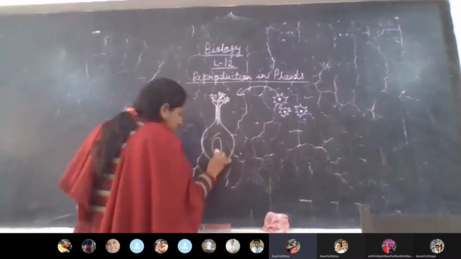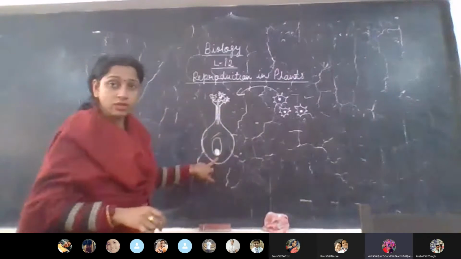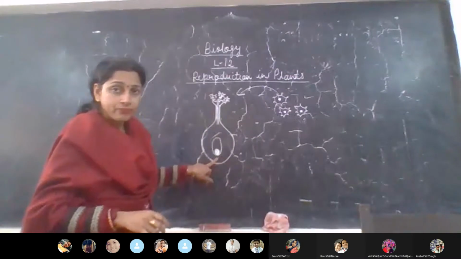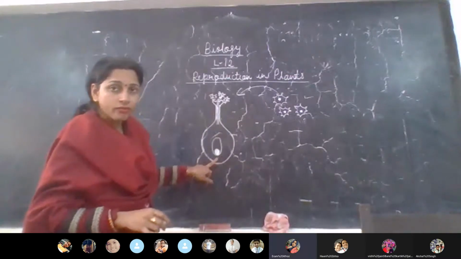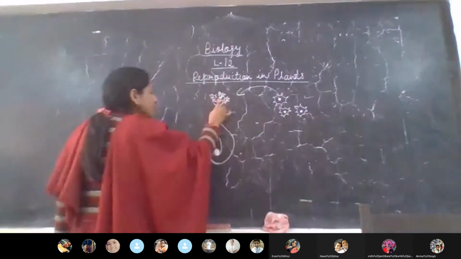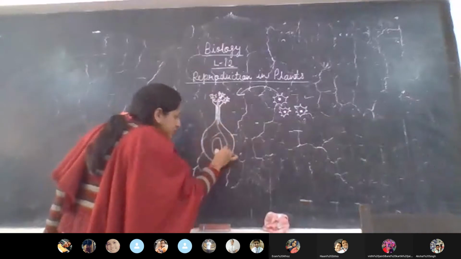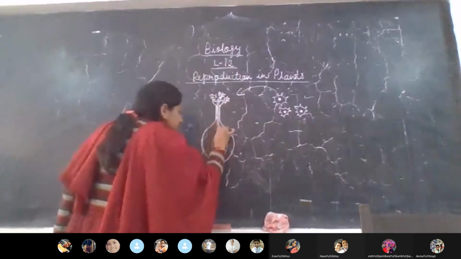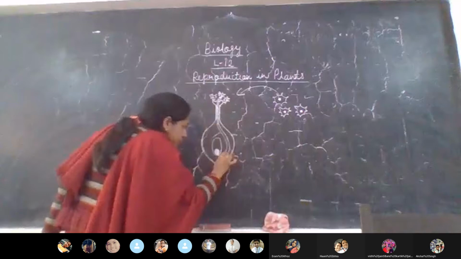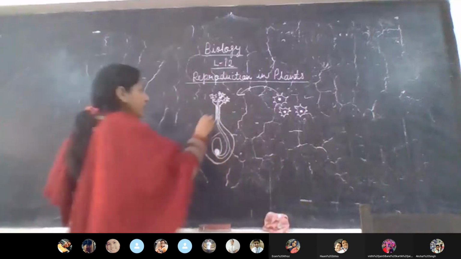So now you know that this has to move here, it has to come and combine here. So the pollen grain is going to make a tube and this tube will reach till here. This tube will reach the egg cell.